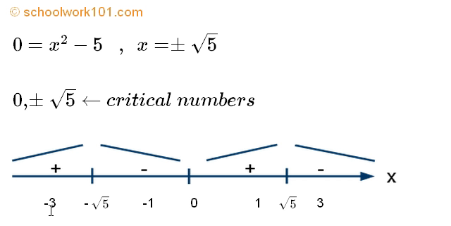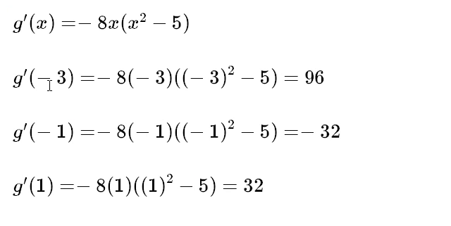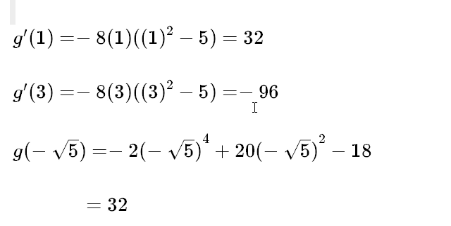And then we've got test points here. We picked negative 3, negative 1, 1, and 3. So we're going to take our test points and plug them into the derivative. We end up getting a positive number out, so we know that the function is increasing. Then we plugged in our second test point, negative 1. We got a negative number out, so we know it's decreasing. And then we plugged in 1, and we got a positive number out. Then we plugged in 3, and we got a negative number out. So now we know where the function's increasing and decreasing, and we can determine the maximums and minimums.